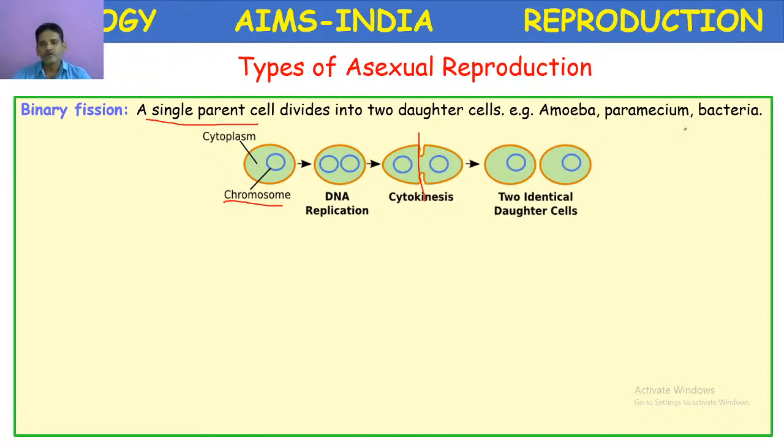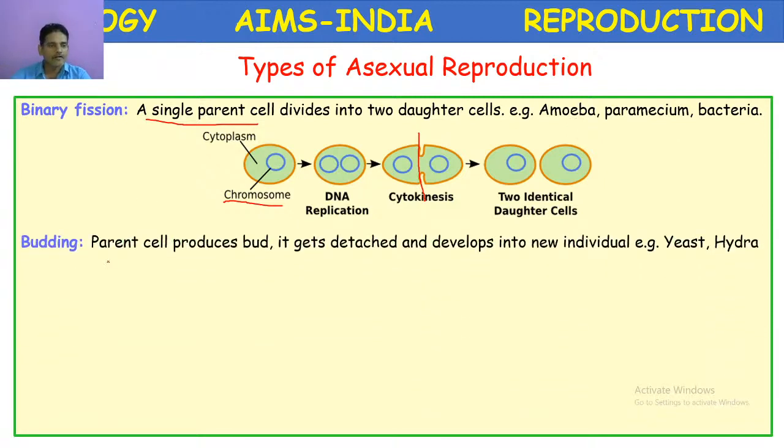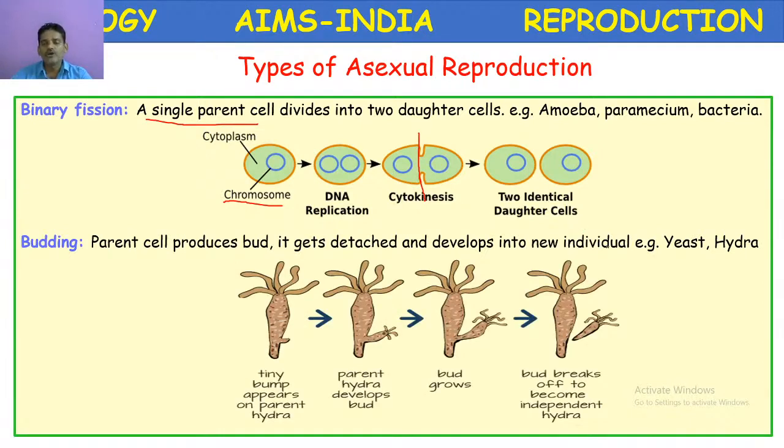Examples: amoeba, paramecium, bacteria. Next, budding. Here also a single parent is involved. The parent cell produces buds. It gets detached and develops into a new individual. For example, yeast and hydra. In plants, yeast we can take. In animals, hydra. Here, if you take hydra, a tiny bump or a bulge appears on the parent hydra. It will increase in size and form a bud. That bud grows and finally detaches. The bud breaks off to become an independent hydra. So this kind of reproduction is called budding, a kind of asexual reproduction.